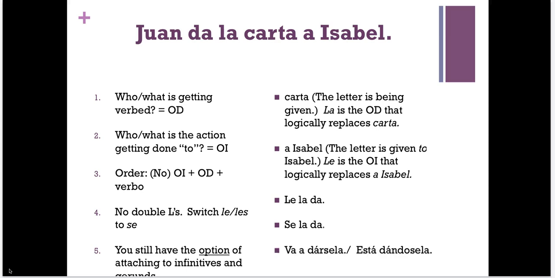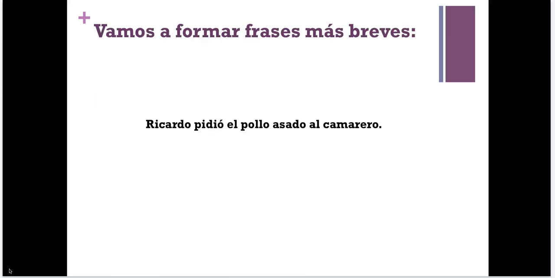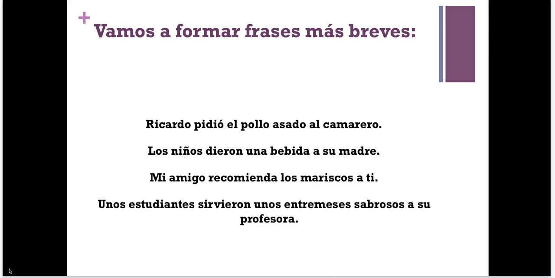And finally, you do have the option of attaching to infinitives and gerunds. So if I tinkered with this sentence a little bit, I could make it va a dársela, he is going to give it to her, or está dándosela, he is giving it to her. The key here, clase, you have to memorize these 5 important questions and just follow this step. So, vamos a ver. Let me give you a few sentences. Here, 5 for you to get your feet wet with. Go through the 5-step process and then check the next screen and see how it went for you. Buena suerte.